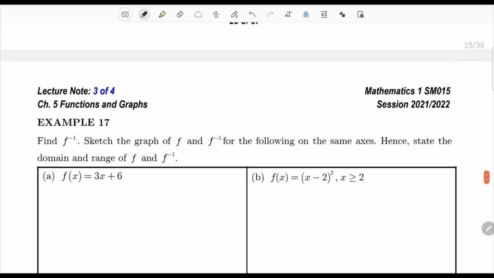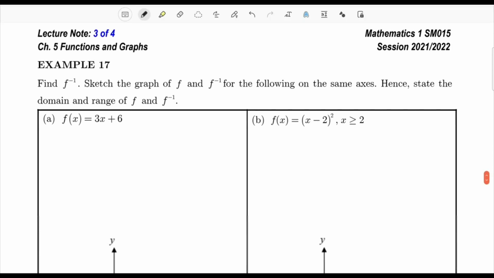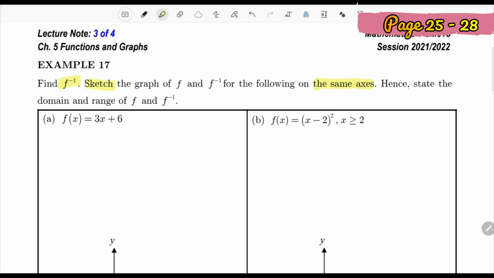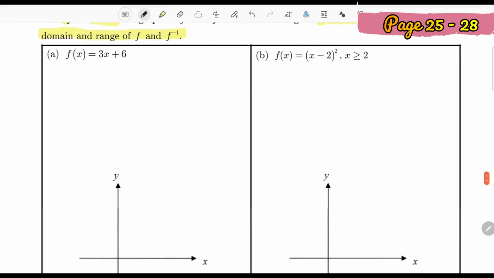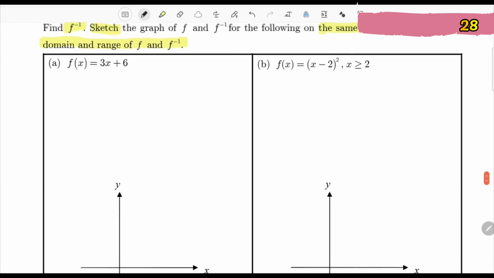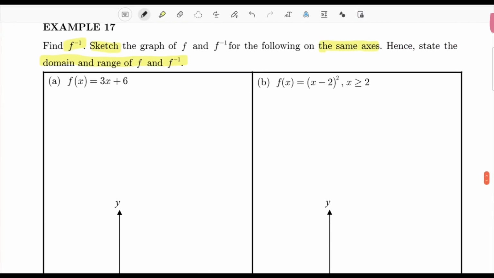This is example 17. Find f inverse, sketch the graph of f and f inverse on the same axis. Hence, state the domain and range for f and f inverse. So let's look at A. We have f(x) equal to 3x plus 6. The question asks us to find the f inverse first.